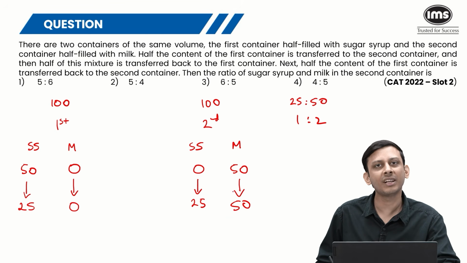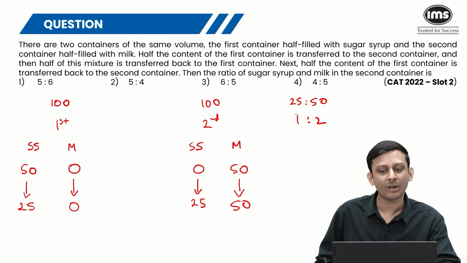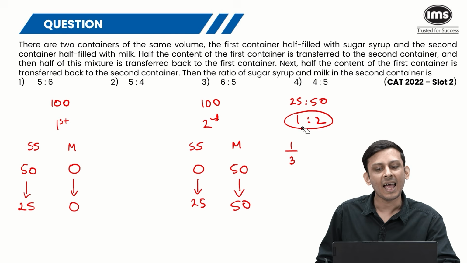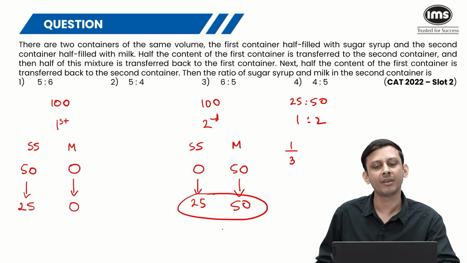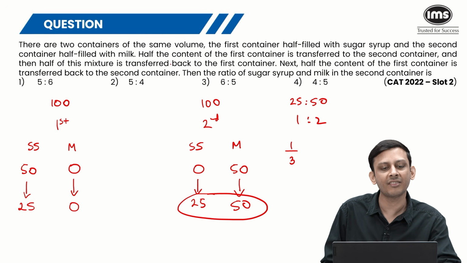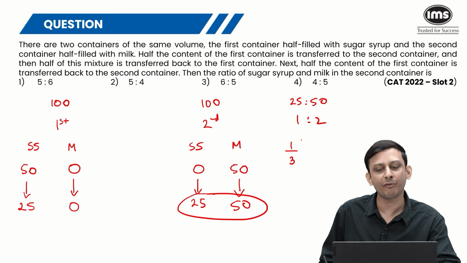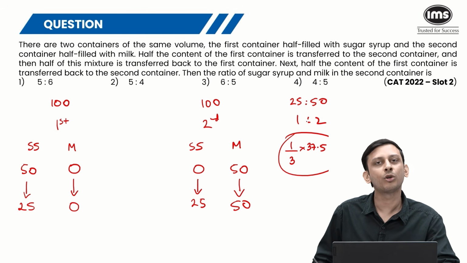So if you look at how much sugar syrup would be transferred back to the first container. First of all, sugar syrup would be 1 part out of the total 3 parts. And the total quantity that is being transferred back would be half of 50 plus 25, because it's been given that half of the mixture is being transferred back. So out of 75, half of it would be 37.5. Now you can calculate this. It's not too difficult also. It would be 12.5.